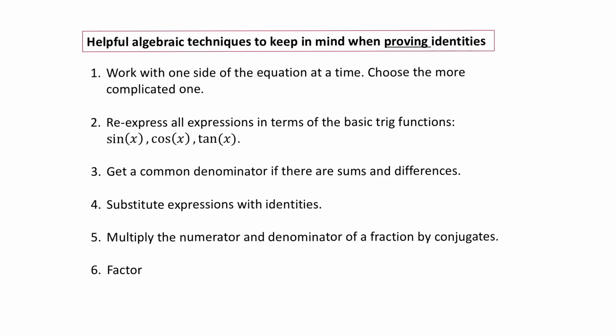Number five says that sometimes you may want to multiply the numerator and denominator by the conjugate, right? The idea of multiplying by the conjugate. That's going to be very helpful in some of the examples here. And number six, factor, factor, factor. Whenever possible, whenever you see a quadratic, try to factor the quadratic. Whenever you see a common factor, try to factor it out, and so forth.